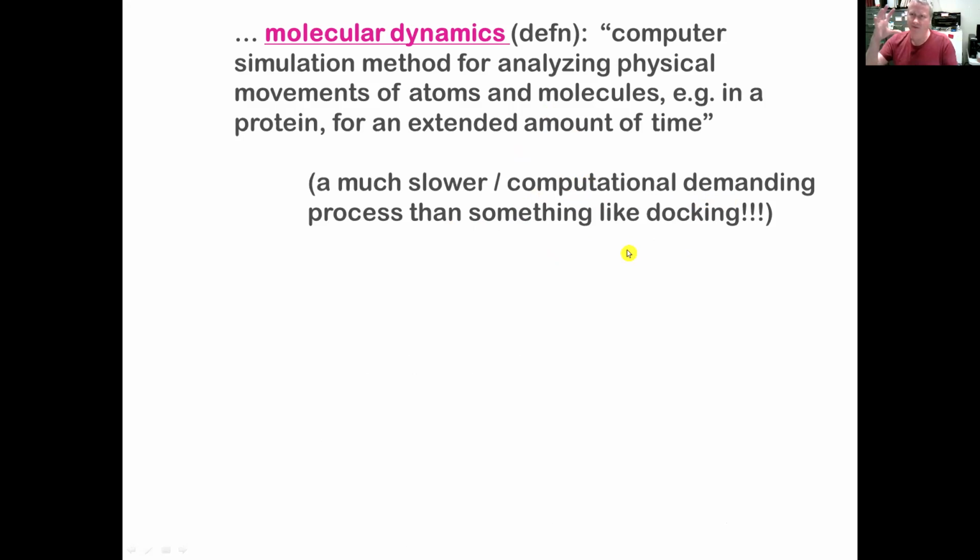Because if you have a static protein and a molecule can maybe rotate around a bit, that's not that much movement, right? When you have a whole protein that's moving around, and all the amino acid side chains are moving around, and the water molecules or whatever, that's actually a much more challenging process.